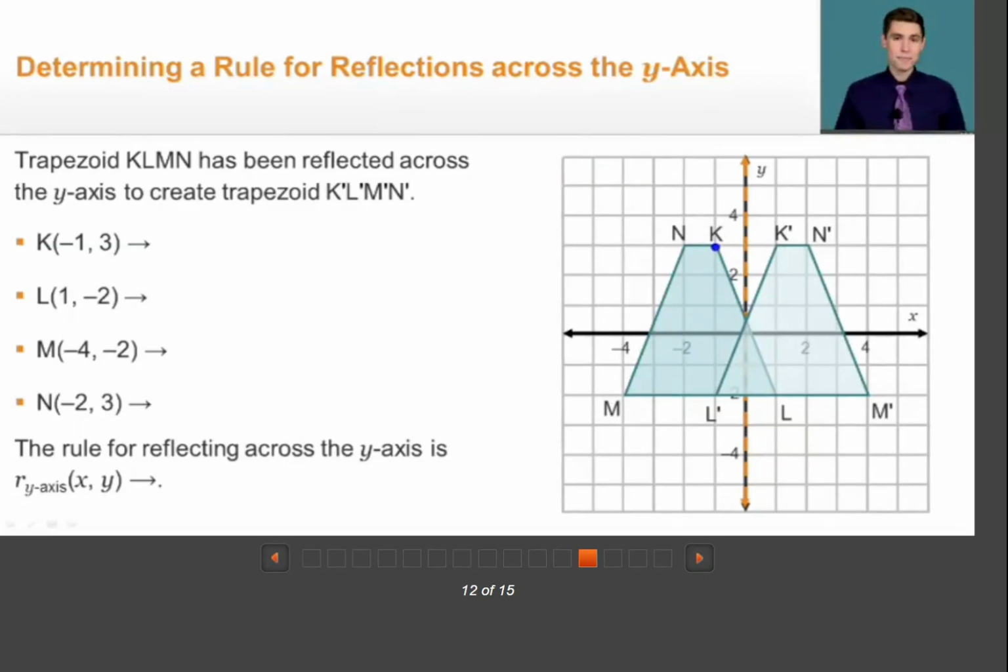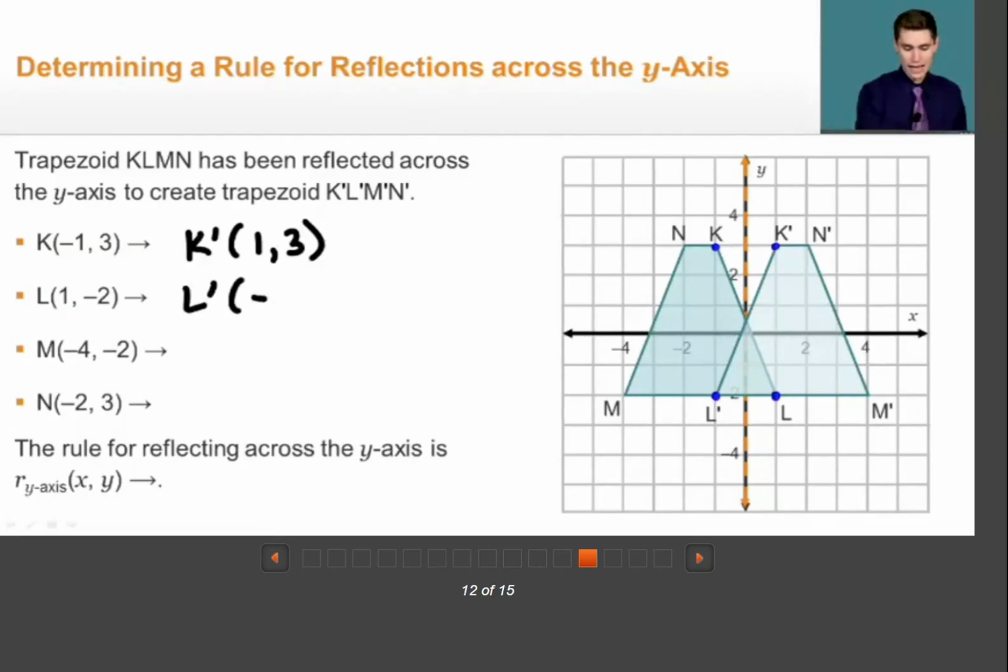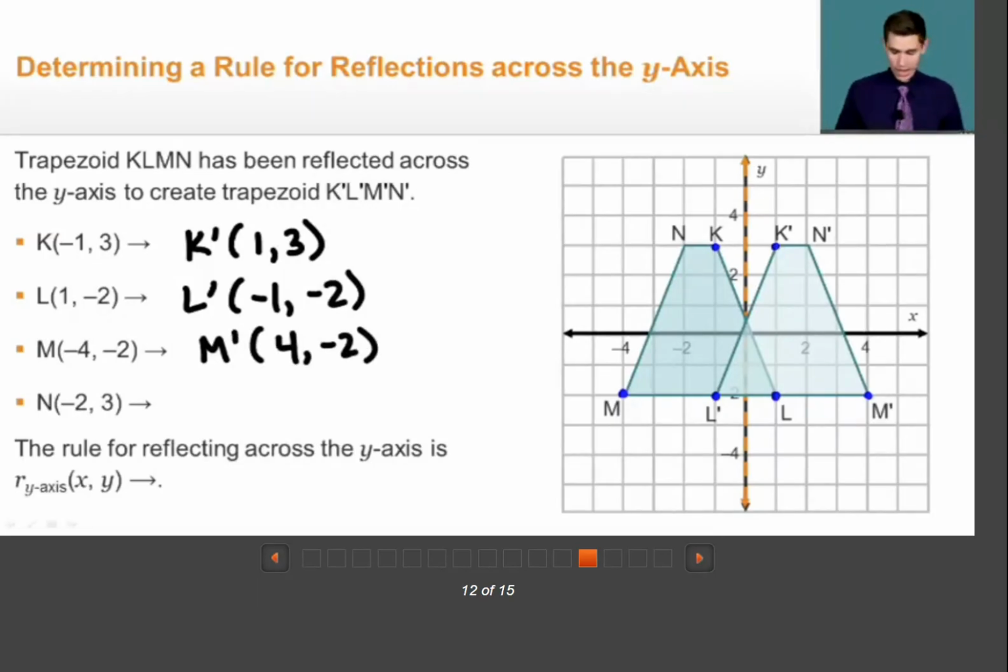Point K in the pre-image maps to point K prime, and K prime is located at 1, 3. Point L in the pre-image maps to L prime, and L prime is at -1, -2. Same if we look at M, which maps to M prime, and M prime is at 4, -2, and N maps to N prime. N prime is at 2, 3.